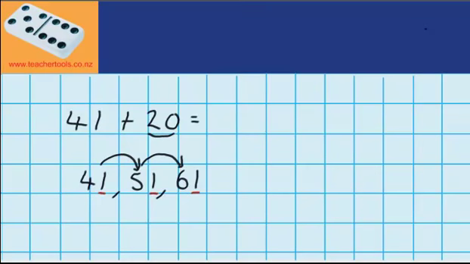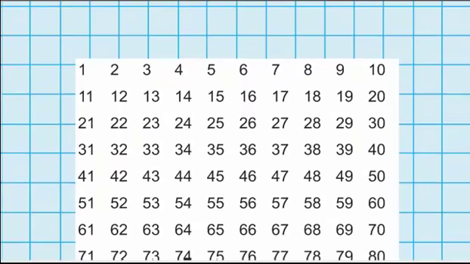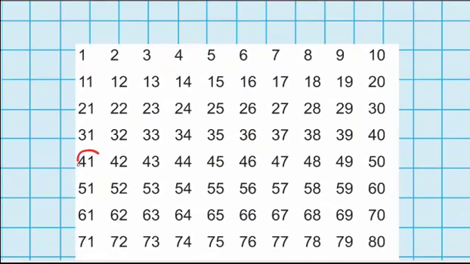Let's go down and see what that looks like on a hundreds board. Here is 41. That would be a jump of 10, which would take me to 51, or all the way down here is a jump of 20, which takes me to 61.